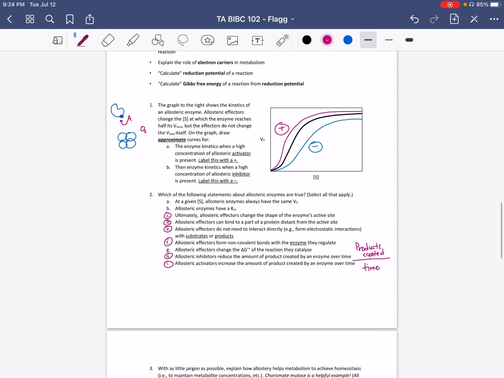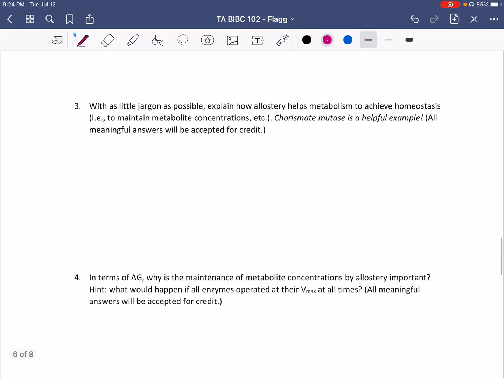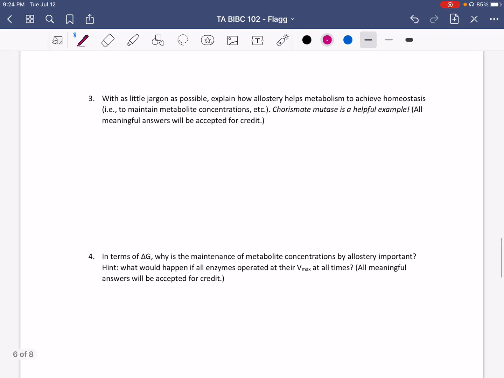Okay, let's move on to 3 and 4. These are free response, and we're looking for meaningful answers that make sense to you and make sense in terms of the question. So I will not dive too deeply into it, but let's just talk about it a little bit. Question 3 is asking, in as little jargon as possible, explain how allostery helps metabolism to achieve homeostasis, maintain metabolite concentrations. Chorismate mutase is a helpful example.